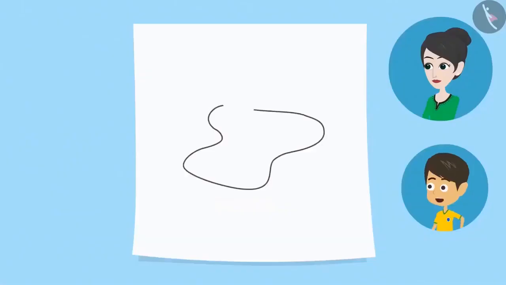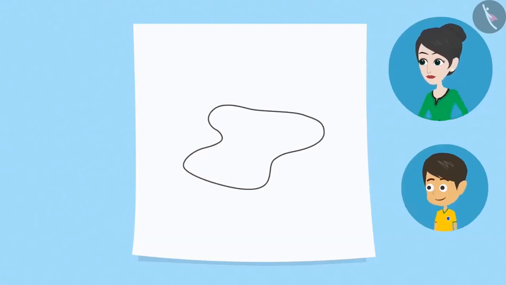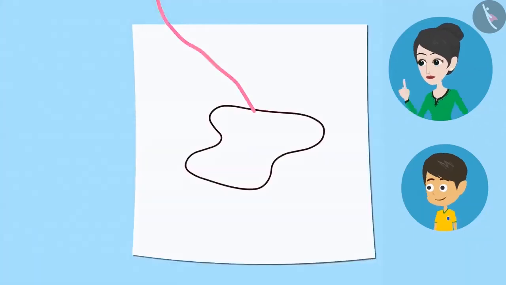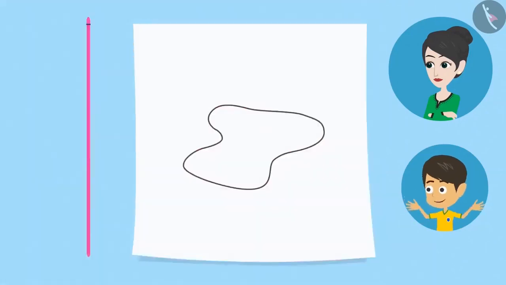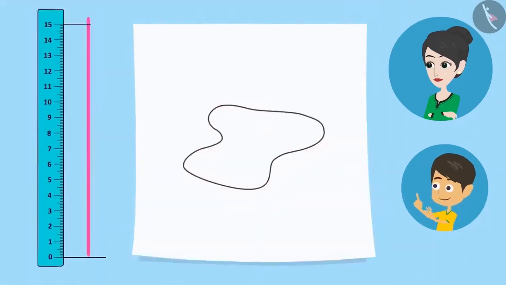Okay, Mummy, I will make a shape on paper. Now, with the help of a thread, find the length of this figure's boundary. I place a thread on the boundary and then I mark this thread where it is meeting the starting point. Now, I keep this thread straight and measure it with a scale.